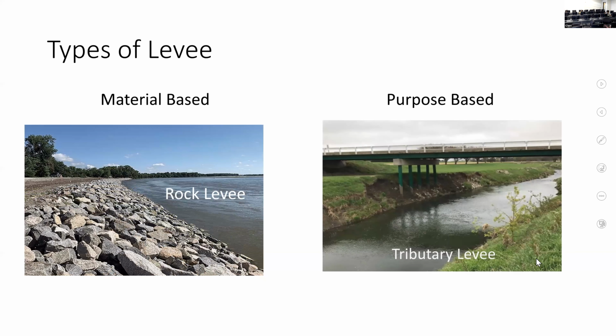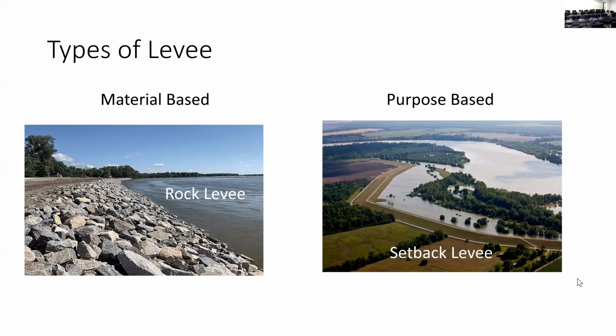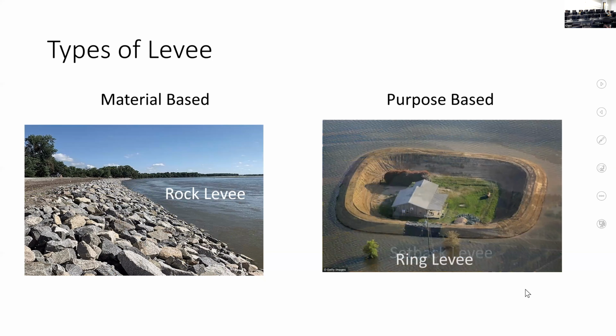For purpose-based levees, we can see the tributary levee. This is built just parallel to the main river. And then the setback levee, you can see the green vegetation there. It's built to protect the main levee from flooding. And then finally, you can see the ring levee. This kind of levee is built to protect a certain area in the river, like the circled area inside is protected by this levee. These are not the only kinds of levees; there are other kinds of levees also.